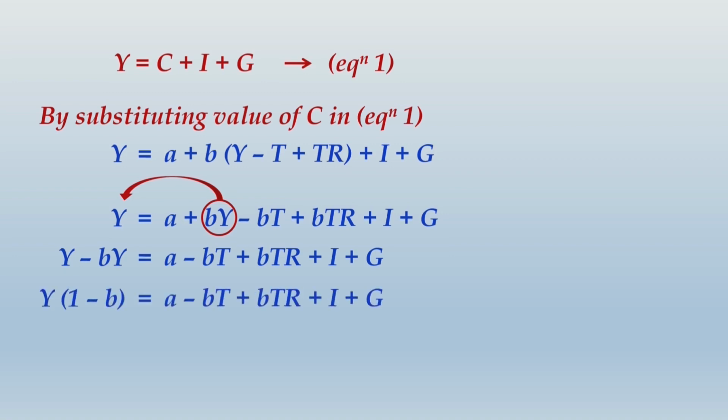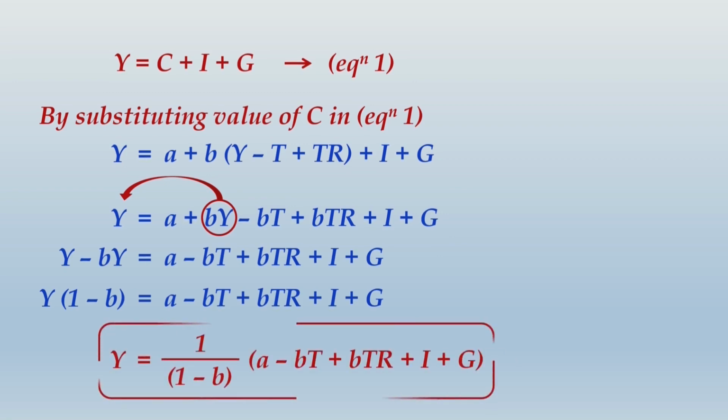So basically Y taken common in the left hand side, Y into 1 minus B will be the right hand side of the equation. So value of Y will be 1 divided by 1 minus B into A minus BT plus BTR plus I plus G.